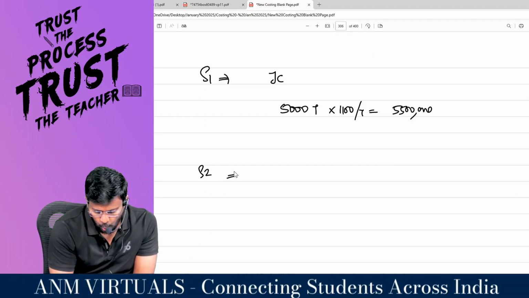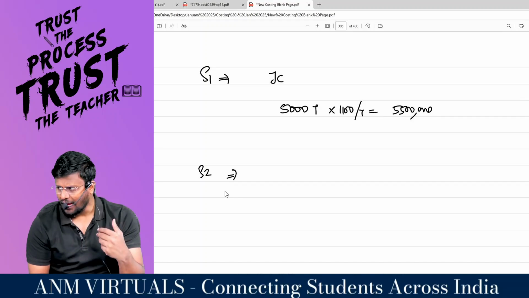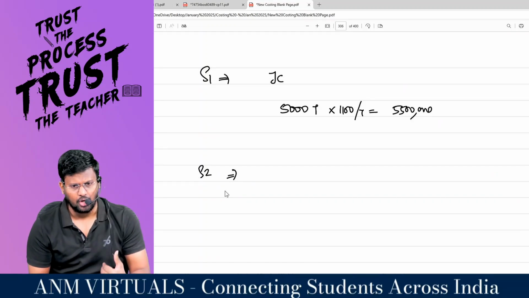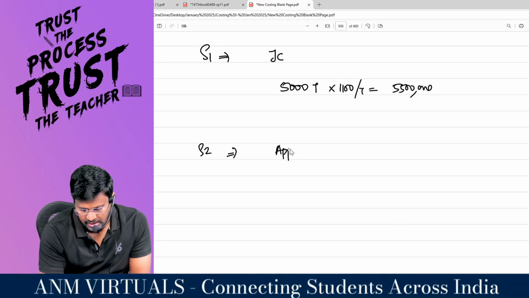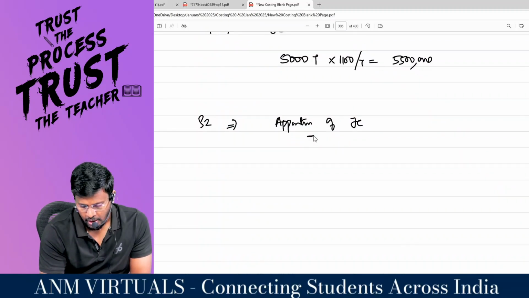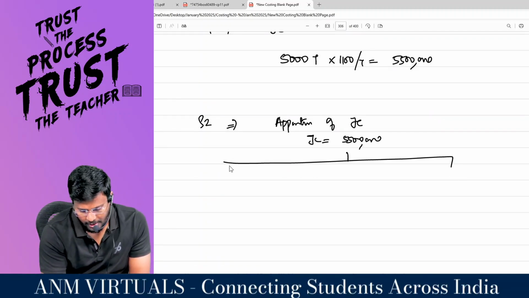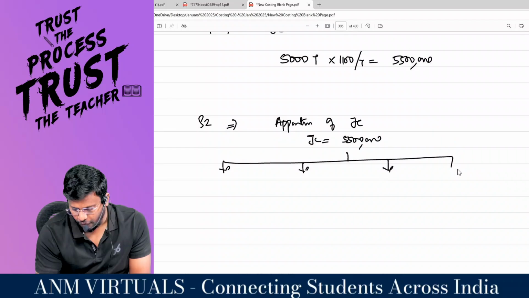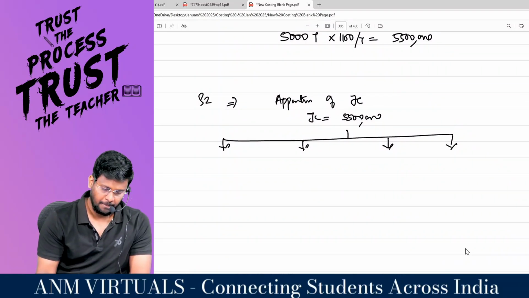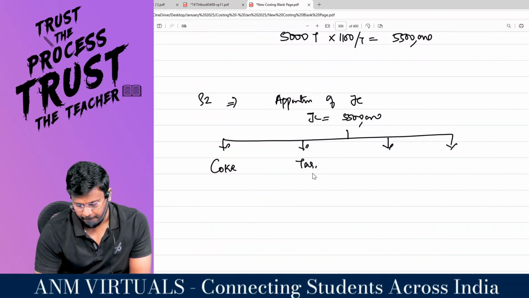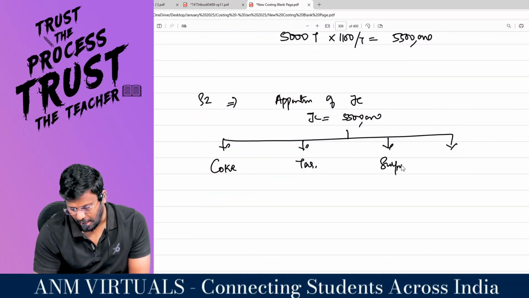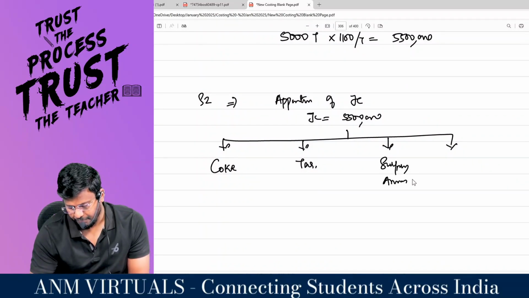Step number 2, my dear lovable students, you have to apportion that joint cost to the units based upon various methods. So step number 2 is apportionment of the joint cost, 55 lakh. It has to be apportioned between four outputs: number 1, coke; number 2, tar; number 3, sulfate of ammonia; number 4, benzol.